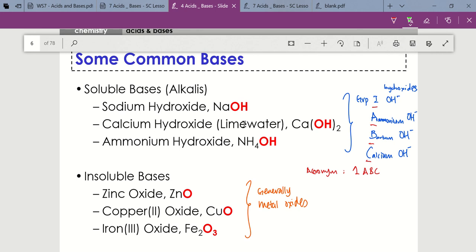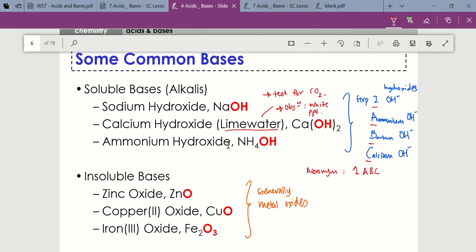Calcium hydroxide is also soluble. Calcium hydroxide is our example of lime water. If you recall, what is lime water used for? Lime water is used to test for the presence of carbon dioxide. And if it is present, we should have the observation of white precipitate. You have done the practical before in Sec 2. So calcium hydroxide is also a type of soluble base.